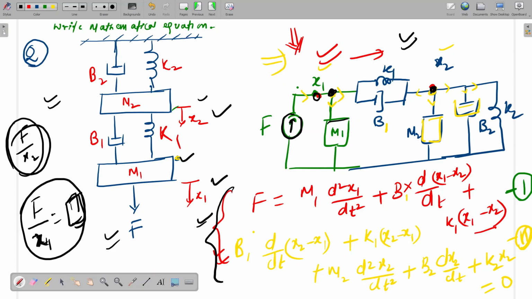You can just solve these two differential equations. Then you can find the relation between f and x1 or f and x2. Then you can just convert into the Laplace equivalent. Is this equation clear, I think, to you? Should I explain once? No, sir, it is clear, sir.